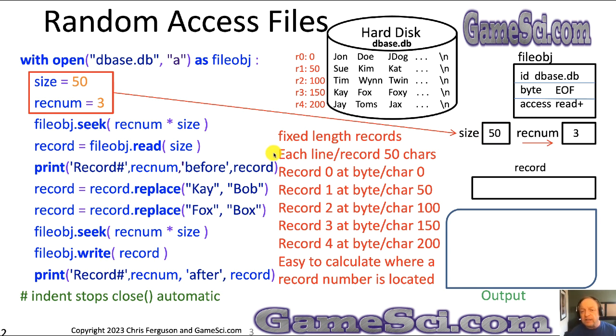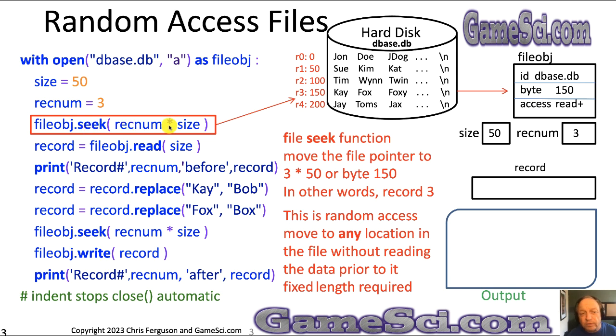Each line of the record is 50 characters, so record 0 would be at byte 0 or position 0 of the file. Record 1 would be at byte or character 50 of the file. Record 2 would be at byte 100. And record 3, which is the one we're going to access, would be at byte or character 150. If each line is exactly 50 characters, then I know exactly where each record starts. Record 4 is at byte 200. This way, it's easy to calculate where a record number is located. If I want to go to record 2, I go to byte 100. If I want to go to record 0, I go to byte 0.